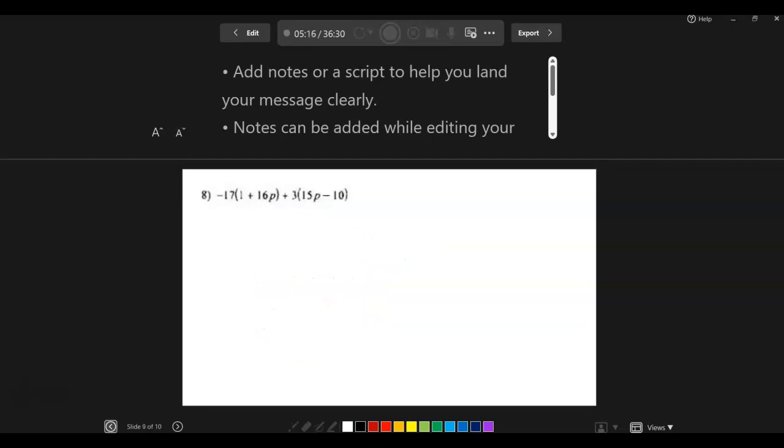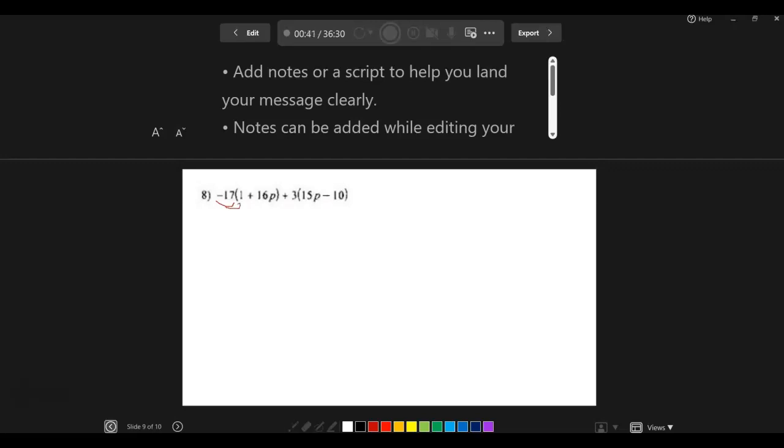So now I want you to try this last one on your own. You're going to distribute the negative 17 to both terms inside the first set of parentheses. Then you're going to distribute the positive 3 to both terms inside the second set of parentheses. And then you're going to have to combine the like terms. Pause the video. Try this last one on your own. Okay, if you hadn't tried it on your own, please pause the video and at least try.